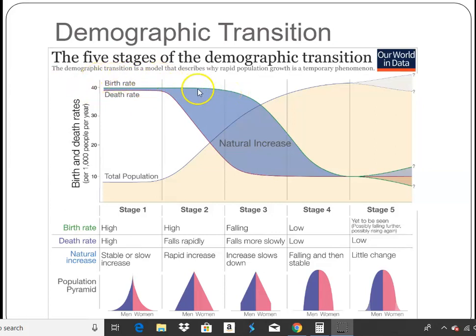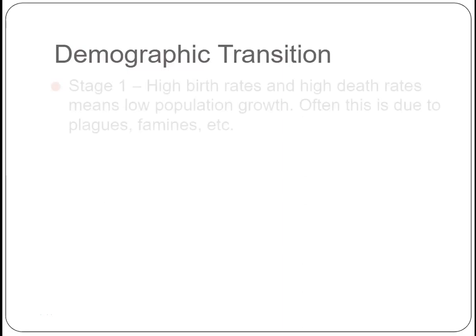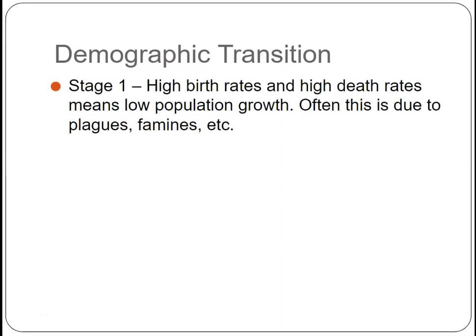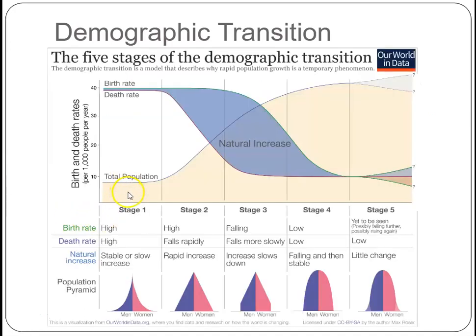Okay. Then the red line here is going to be your death rate. So how many people are dying per 1,000 people per year? Okay. And remember, again, if I take my birth rate and minus my death rate, that's going to give me my amount of increase. And that will eventually lead to my population. Okay. So in stage one, I have a lot of people being born and a lot of people dying. Okay. So my population is pretty low.